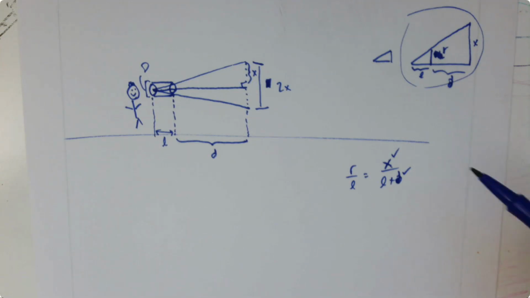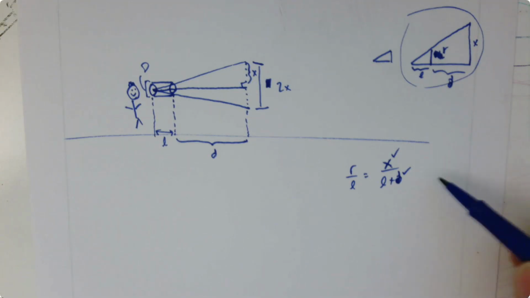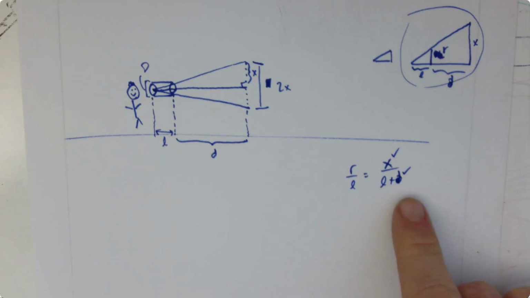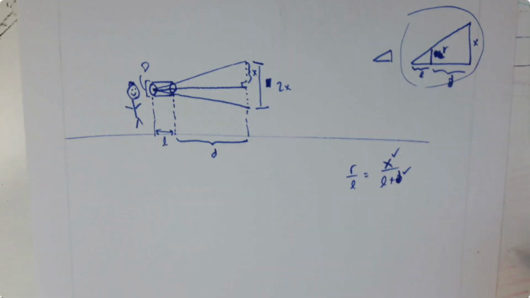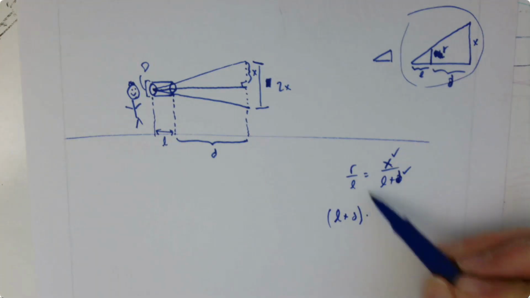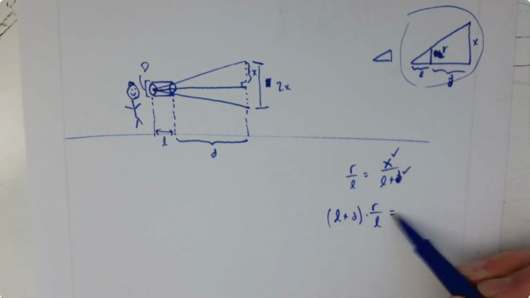that aren't changing. So the reason I'm telling you this is because before we use algebra, we want to think, what are we trying to isolate here? I'm trying to isolate x because that's the thing I'm solving for. So if I just multiply by the denominator, I've got L plus d, that quantity, times R over L equals x.